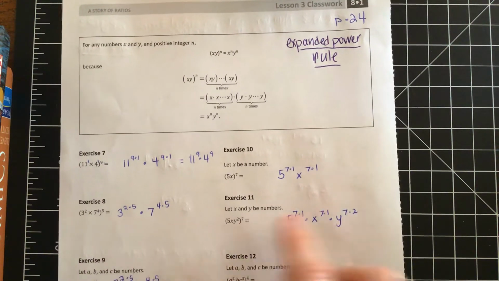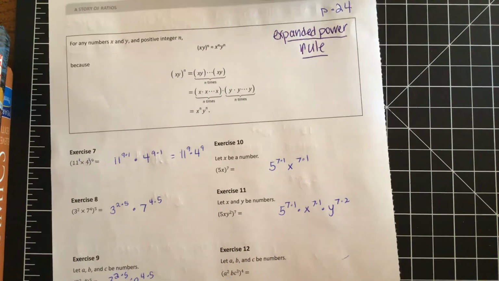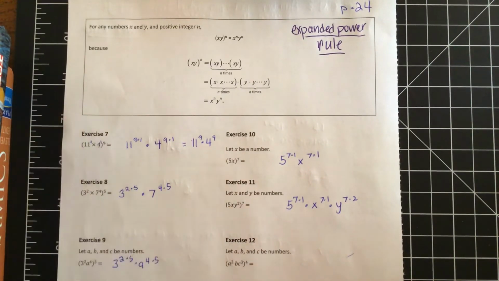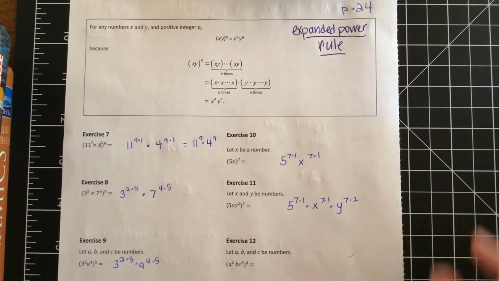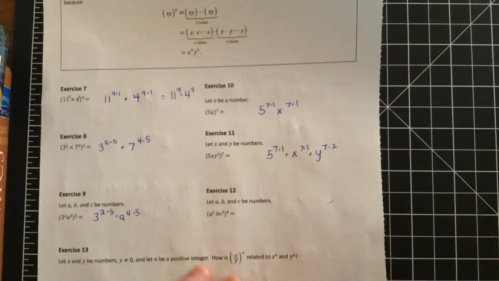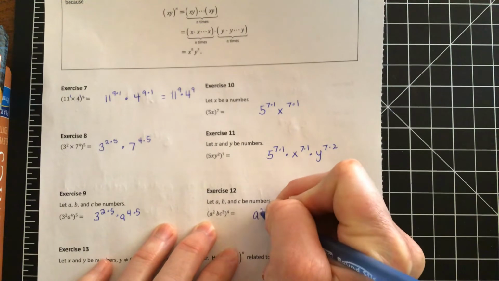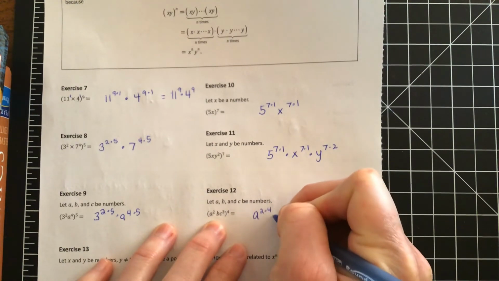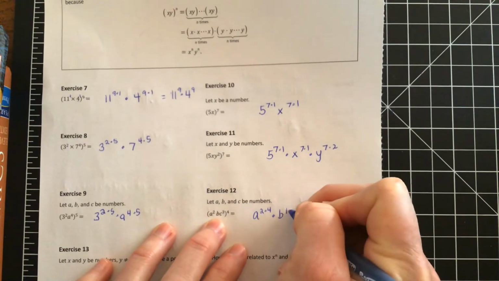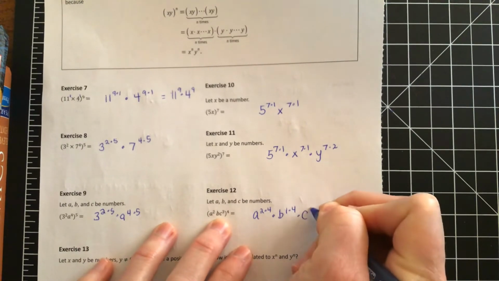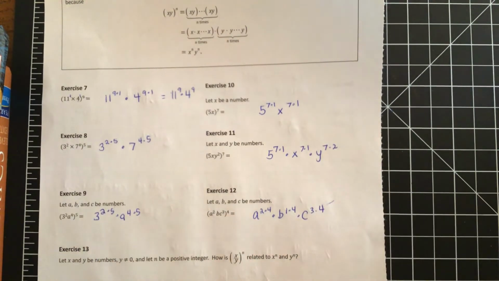And same thing as I've been saying here, you could have 5 to the, well, you don't even need the 1 there, but you could have for this one y to the 2 times 7 as the exponent. Doesn't matter the order. Okay, exercise 12. Looks like it's getting longer. So we have a to the 2 times 4 times b to the 1 times 4 times c to the 3 times 4.